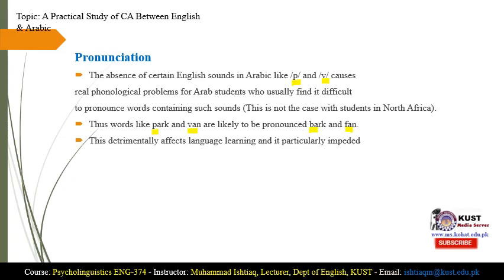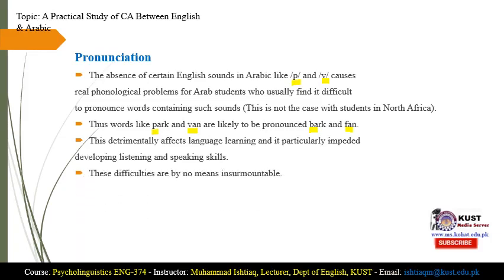This detrimentally affects language learning, and it particularly impedes developing listening and speaking skills. Yes, these things mean that in pronunciation, their listening and speaking skills are strongly affected, due to different sets of phonemes and different stress patterns and other suprasegmental features between Arabic and English.